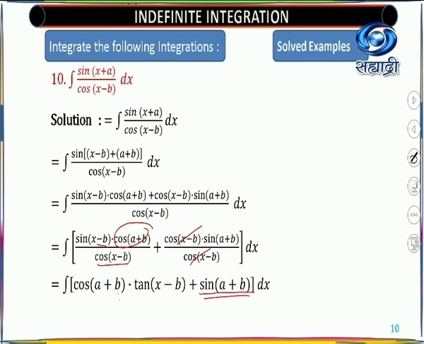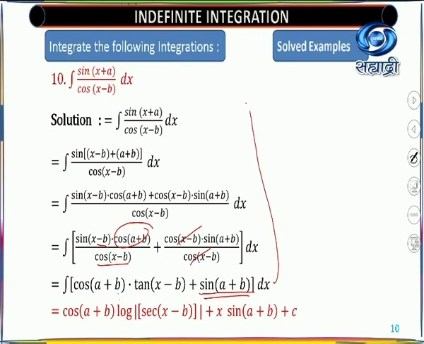Now this is a constant term. Don't forget this. Okay. So now you will take the constant outside the integral sign. So you got this value. Here I will explain now these steps and then we'll write this final answer. What are the steps here? Integral of cos of a plus b tan x minus b, that is in one bracket. So you will get cos of a plus b tan of x minus b plus integration of sin a plus b dx. Okay. This sin a plus b is nothing but the constant term.